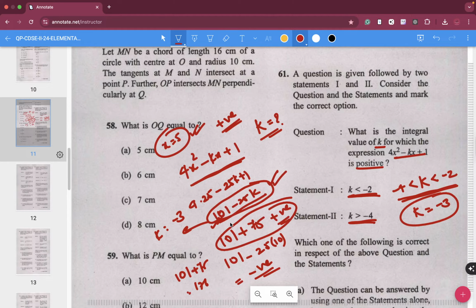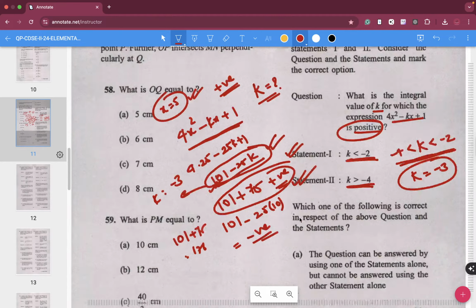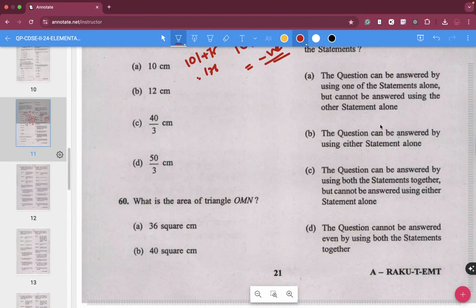So in order to get this positive, we had to use both of these statements. Obviously you have to read the options. The question can be answered by using one of the statements alone? No. The question can be answered by using either statement alone? No. The question can be answered by using both the statements together, right?